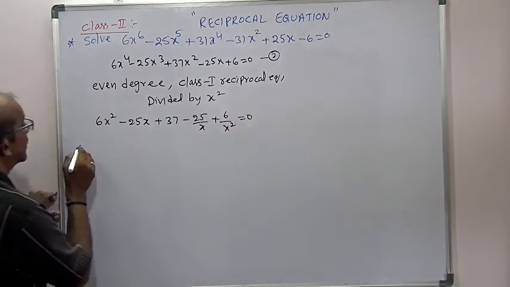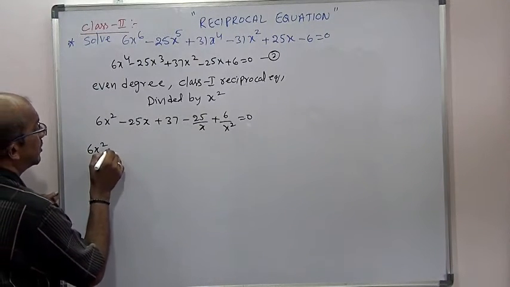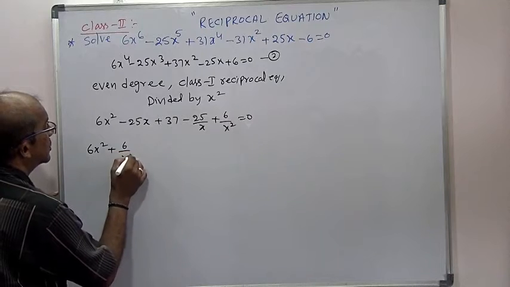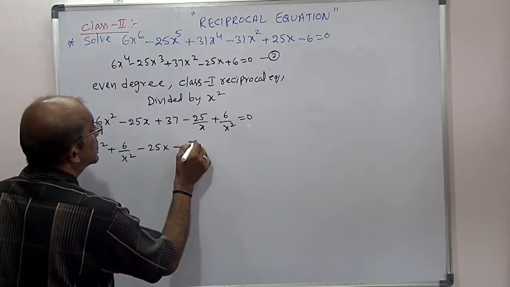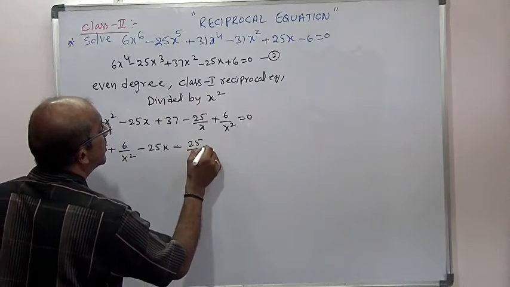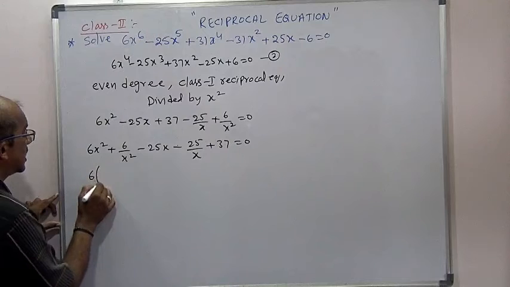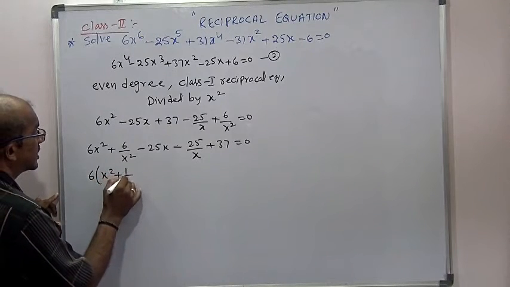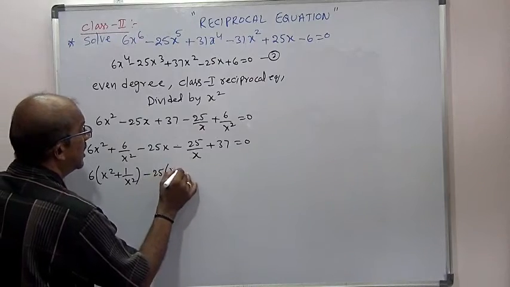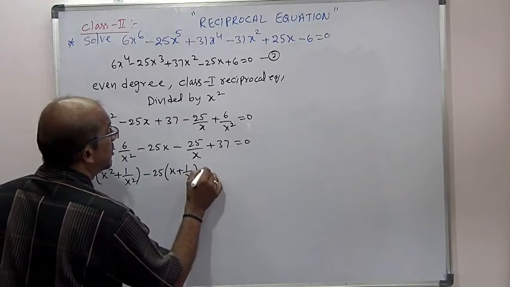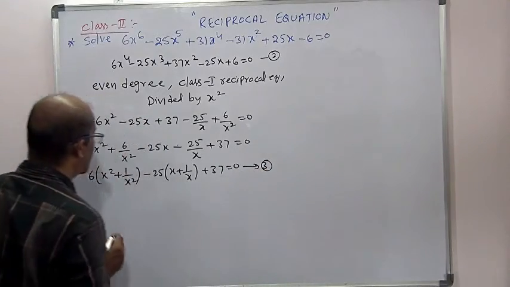equal to 0. Now 6x square plus 6 by x square minus 25x minus 25 by x plus 37 equal to 0. Now take 6 common, x square plus 1 by x square, minus 25 take common, x plus 1 by x, plus 37 equal to 0. Let it be equation 3.